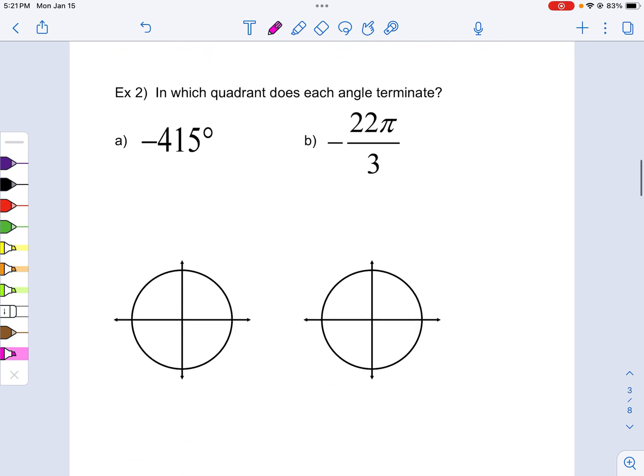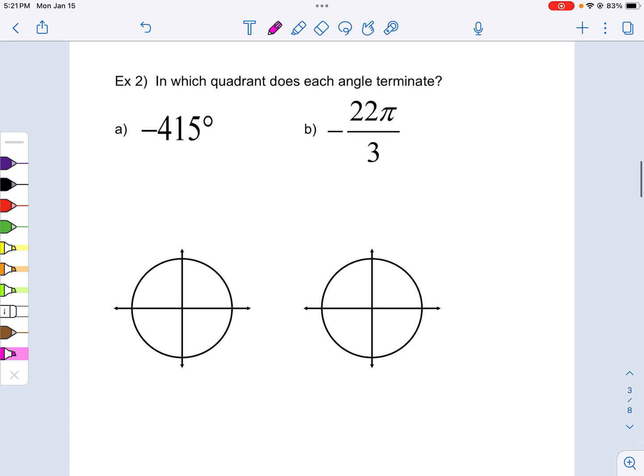All right, so now we're going to talk about what quadrant an angle lies in. Where does it terminate? And how do we figure that out if it's not a unit circle value, if it's maybe negative, maybe too big, too small? So let's start with degrees because degrees is always easier.